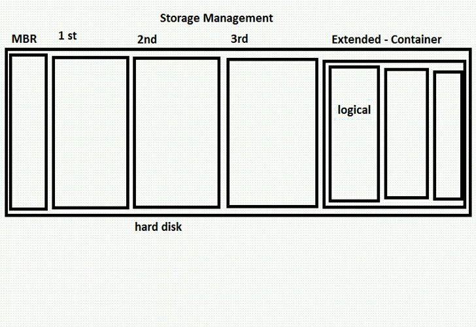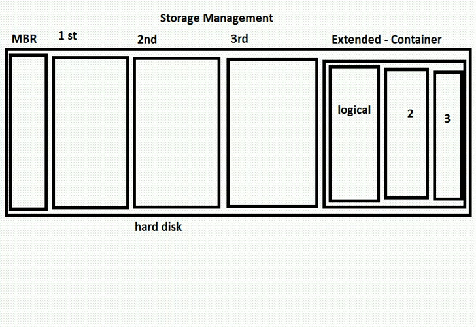So logical partition number 1, then logical partition number 2, and logical partition number 3. All these are the logical partitions, and then the first, second, and third partitions are the primary partitions. So this is what a typical layout of the hard disk is.